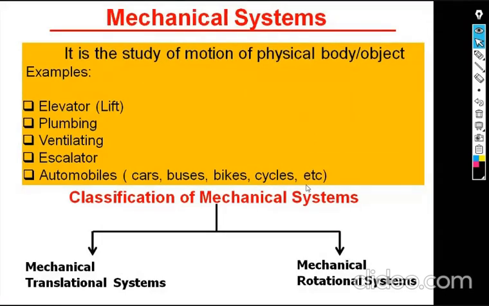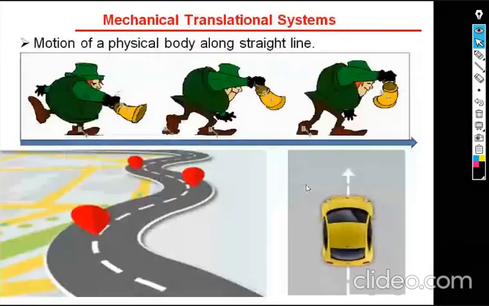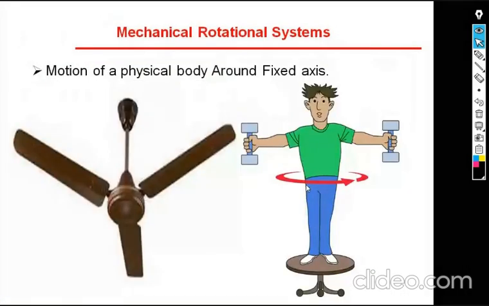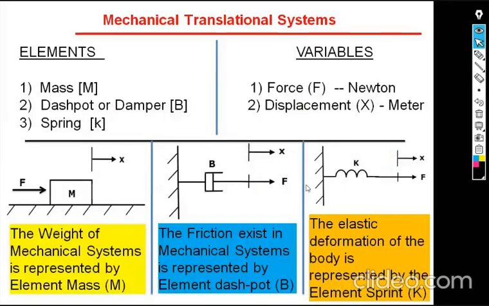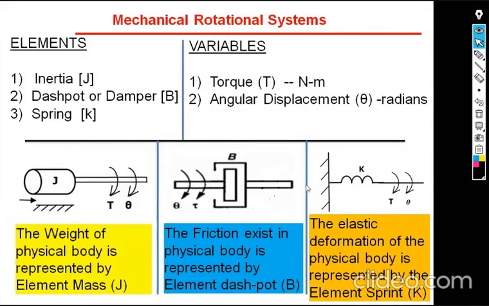So in the previous three classes, I started the mechanical system. Based upon the motion, it is classified into translational and rotational systems. It is clear. Then briefly I explained the mechanical translational systems and also the mechanical rotational systems, in point of view of theory. After that, I clearly gave you the elements of mechanical translational systems: M, B, K, and the variables are force F and displacement X. In the same way, for rotational systems, the elements are J, B, K, and the variables are torque T and angular displacement theta, which we discussed in detail.